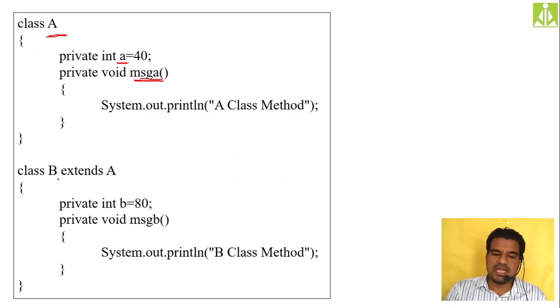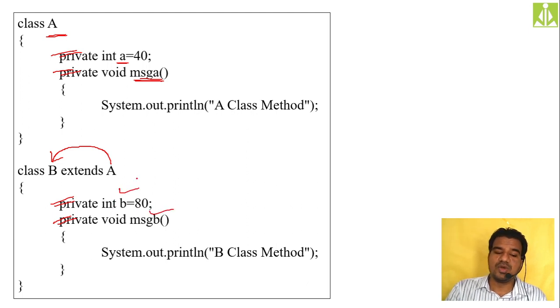So even though B class is extending A class, that means B class is inheriting A class, it will not get these private members into it. Inside B class we have two private members: one is the variable b and one is messageB. Over here we have messageA, and here we have messageB.